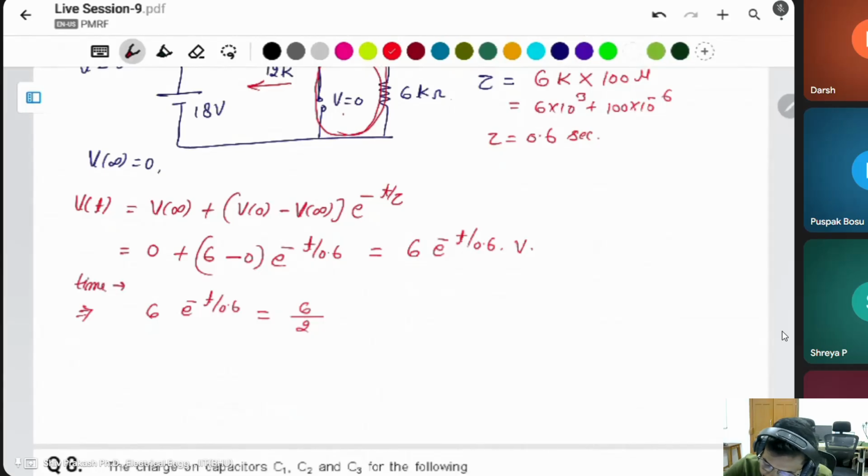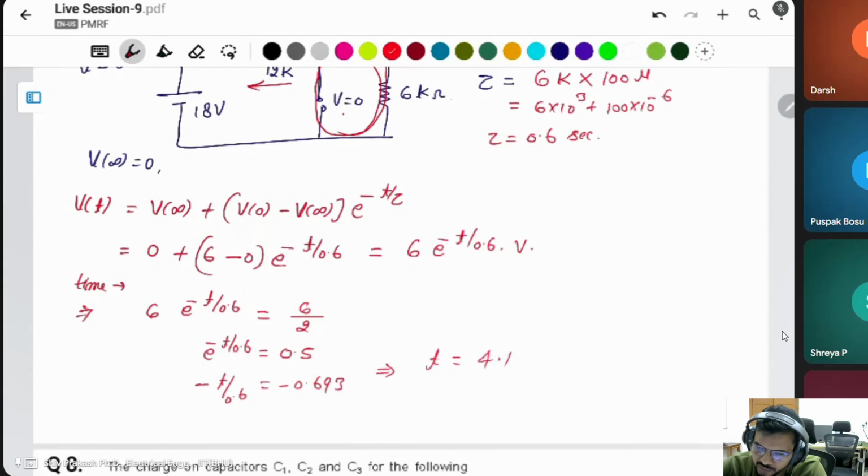We have to calculate time. Then the 6's will be cancelled out. e to power of minus t by 0.6 is equal to 0.5. You can apply the log, ln. ln 0.5 is equal to minus 0.693. Then this will be minus t by 0.6 is equal to minus 0.693. Then the value of t is equal to multiplication by 6 only, 4.158 second.